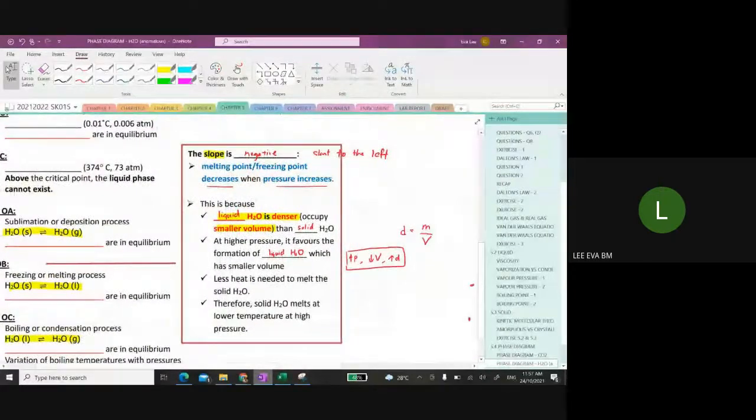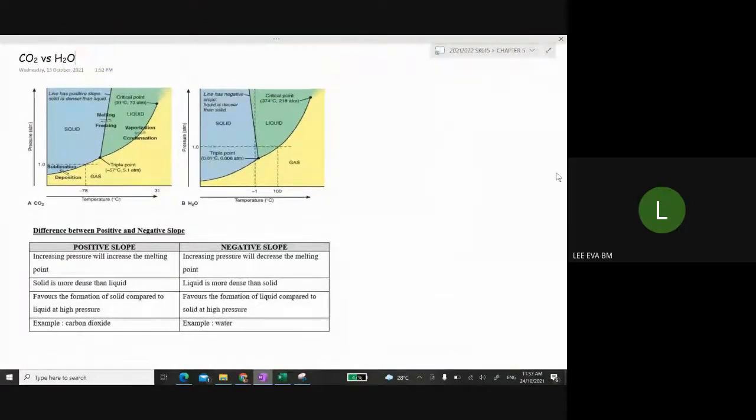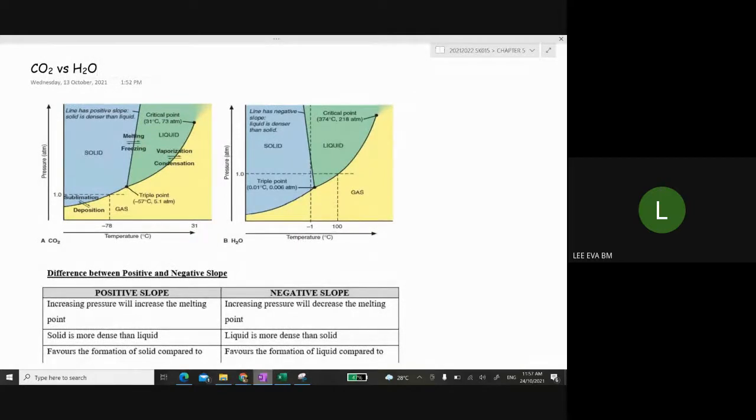So for this negative slope, is there any question you would like to ask about the anomalous case for H2O? Any questions? No questions. Okay. If no questions, we see a more complete comparison between the carbon dioxide and also H2O phase diagram.